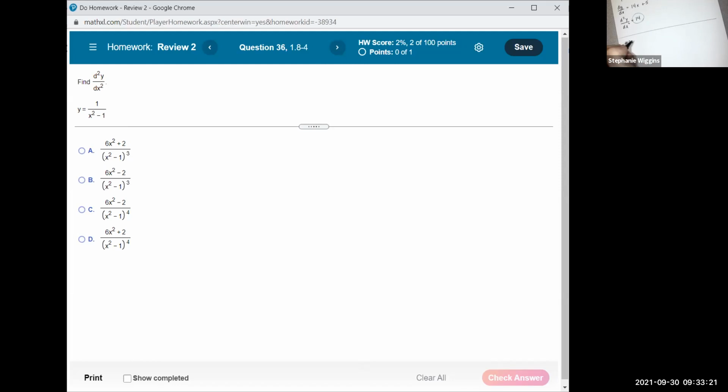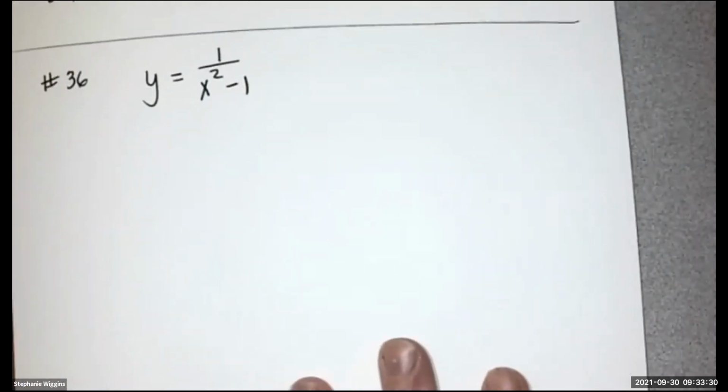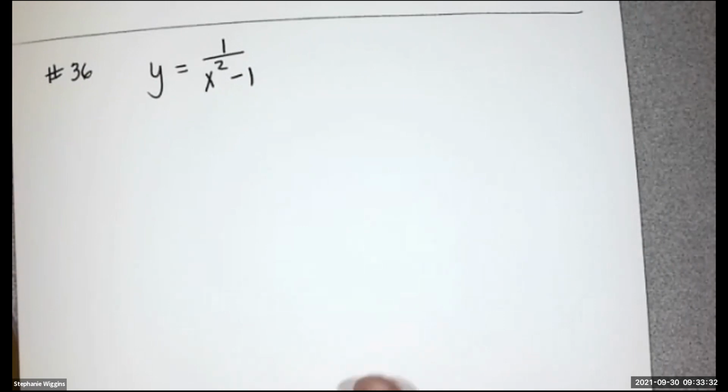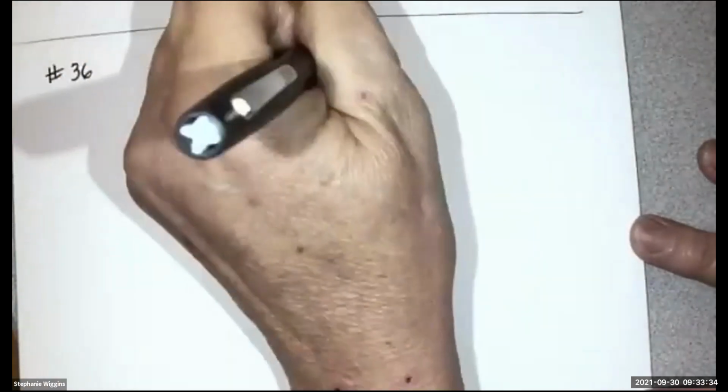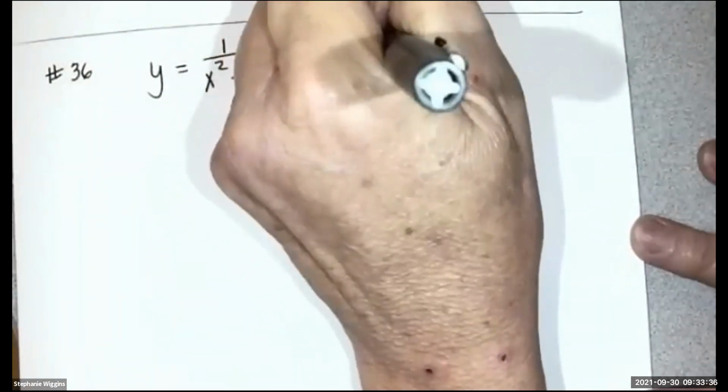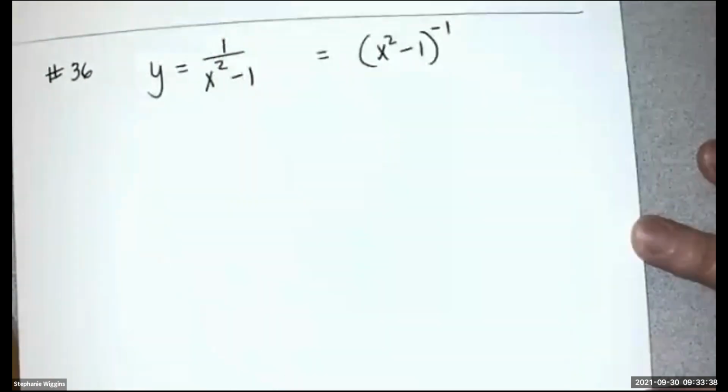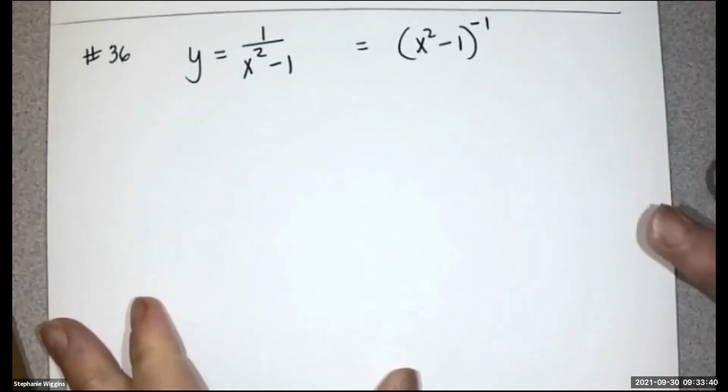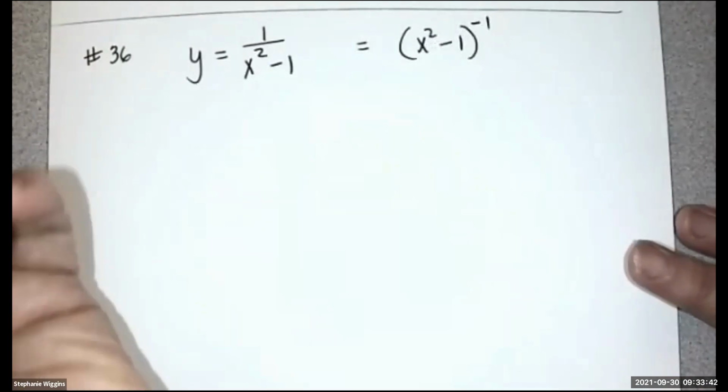I'm going to copy that down. We get y equals 1 over x squared minus 1. Whenever you see a constant divided by a function like this, you probably want to write it as x squared minus 1 to the negative 1 power. Then if you take the derivative, you can apply the power rule.